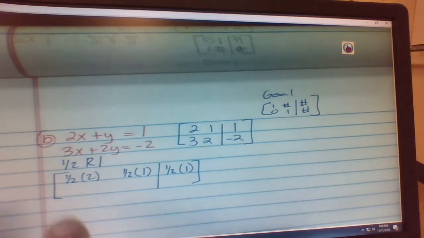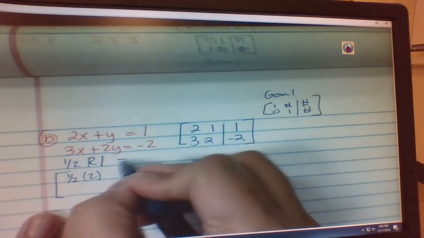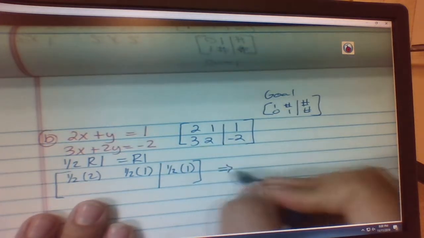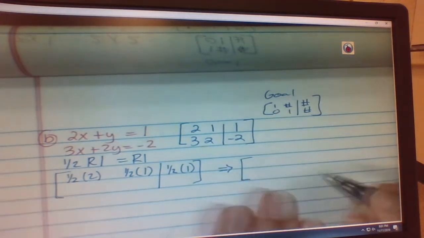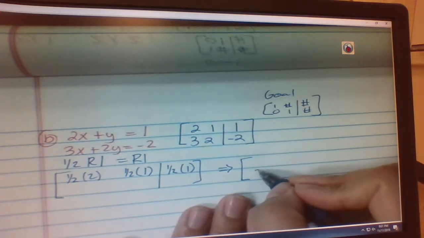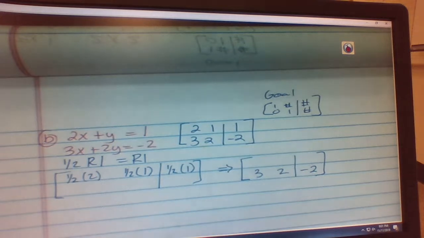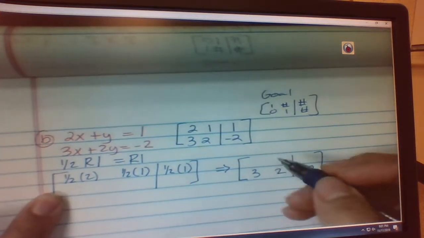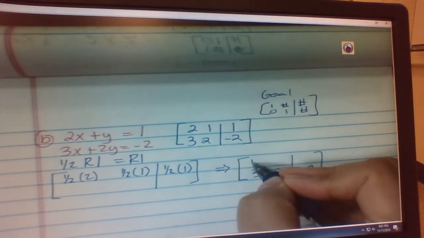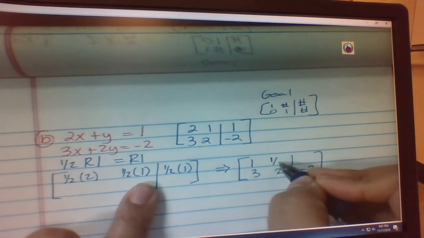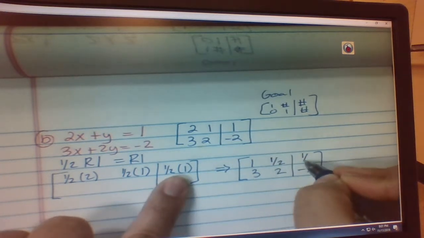Do we do anything to row 2? Yes or no? No. Very good. So we don't do anything to row 2. I'm going to go ahead and copy that row down. That's it. We brought it down because we didn't do anything. Half of 2 is? 1/2 times 1? 1/2.